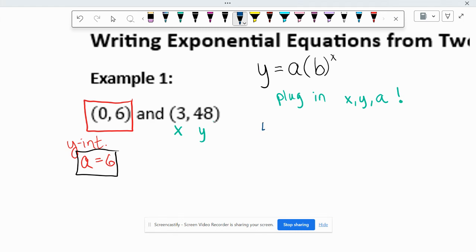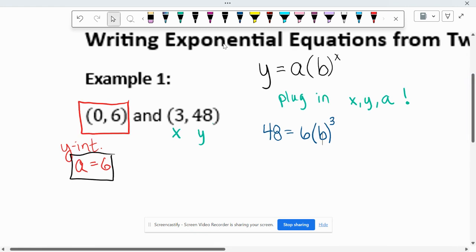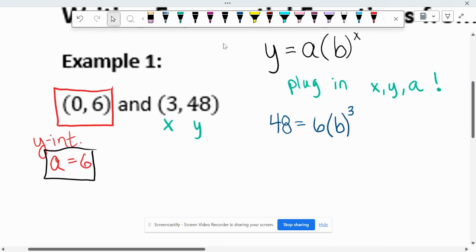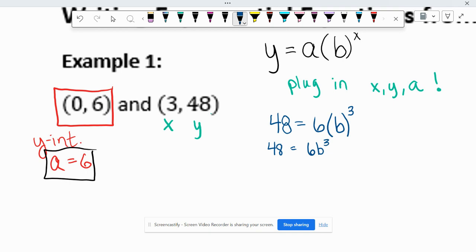So let's see. Y is 48 equals a is 6 times b. Well, we don't know what b is, so we're going to leave it there, to the power of, well, x is 3. So I just want to remind you of some exponent rules and some multiplying rules. I'm going to simplify this one time. 48 equals 6b cubed. That's what this is saying.